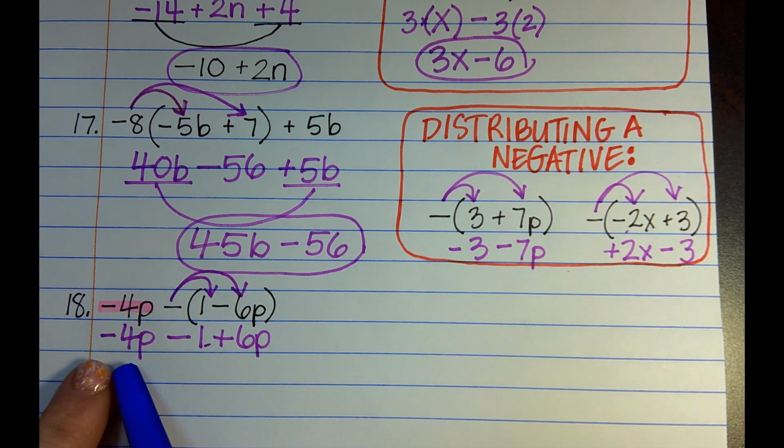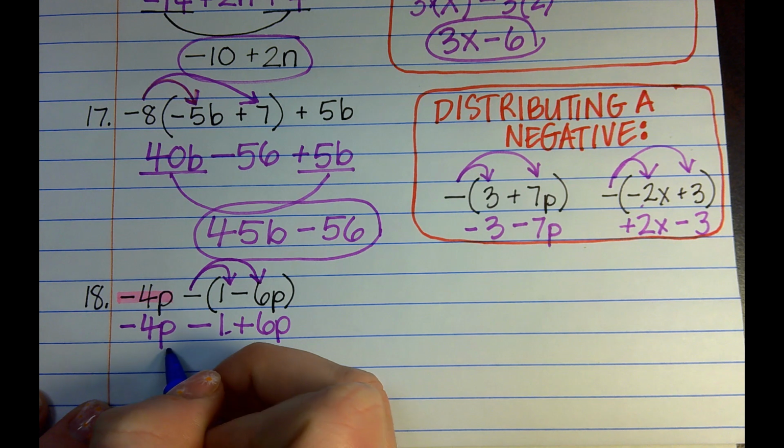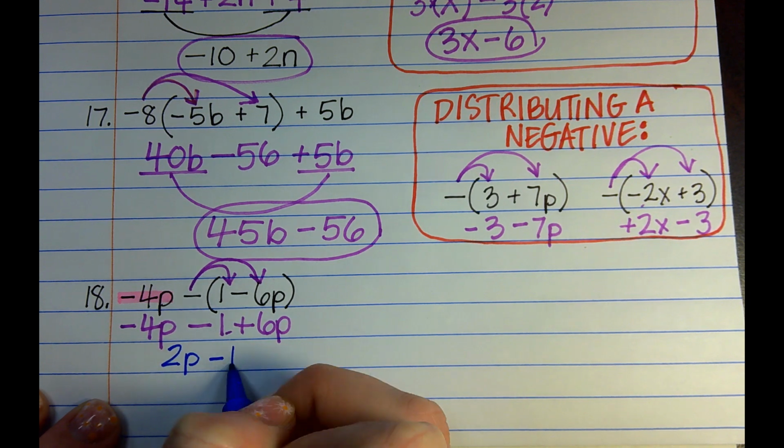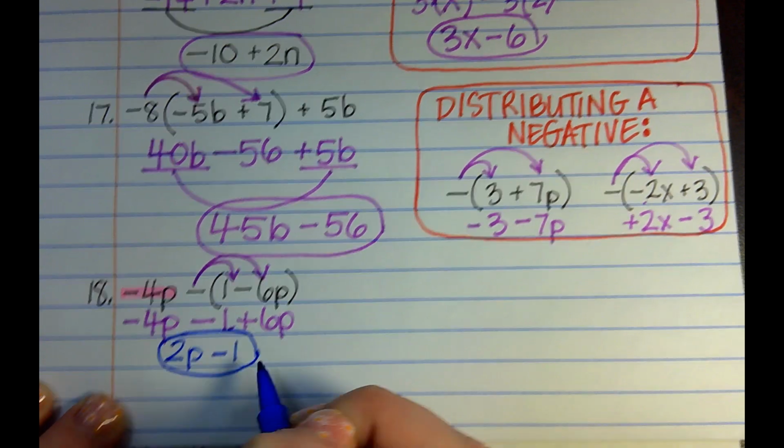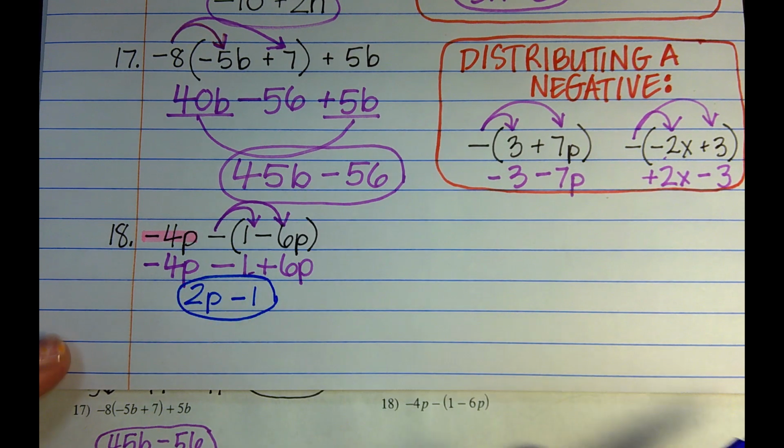Minus 4p, we have plus 6p. 2p. Yes, minus 2p minus 1. Good job, guys. Good, good, good. Everybody got that? Everyone understand?